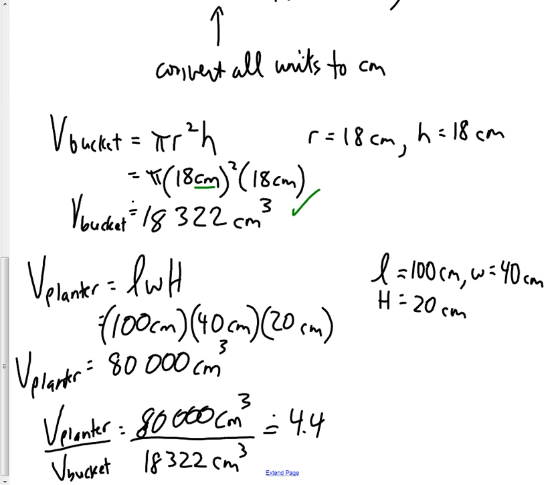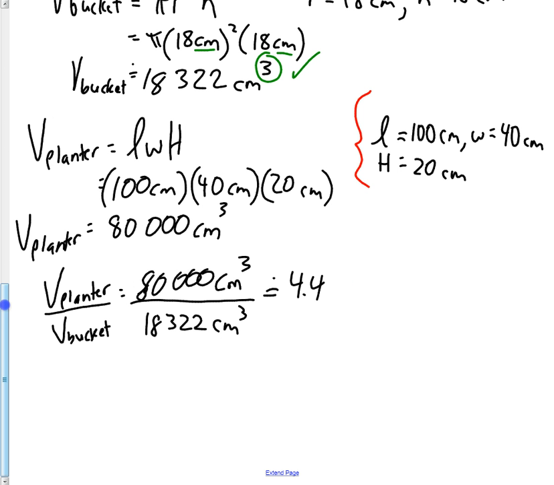Notice I'm putting my units in with my numbers as well, just to reinforce the idea that this is a three-dimensional quantity. So the exponent on the unit should be 3. Length, width, height. Again, I'm listing my values off to the side here. Substituting them into the formula, which I'm knowing in advance, and I'm calculating an 80,000 cubic centimeter volume for the planter. The ratio of the planter volume to the bucket volume would be the number of buckets required. I get 4.4 approximately, and so my conclusion can be therefore about 5 buckets are needed to fill the planter.